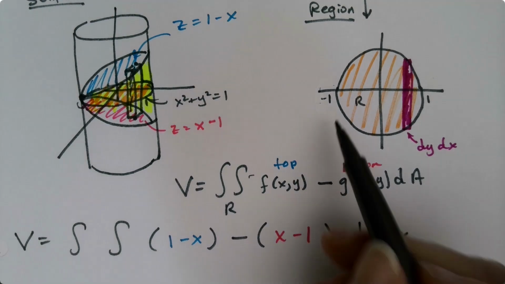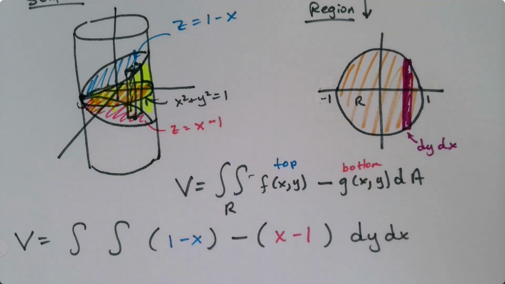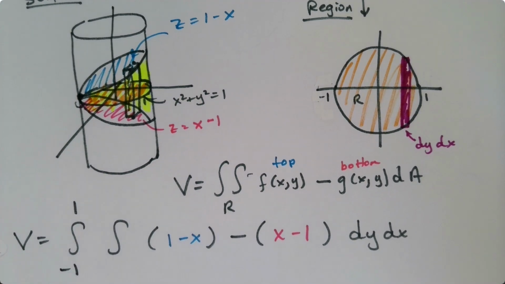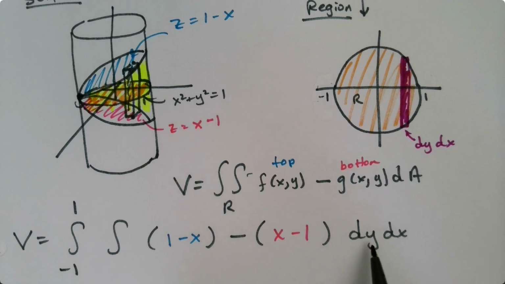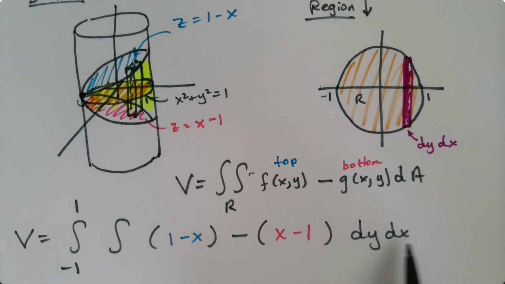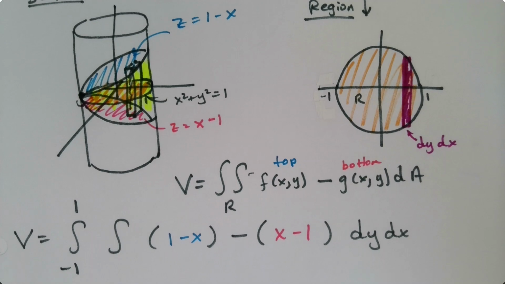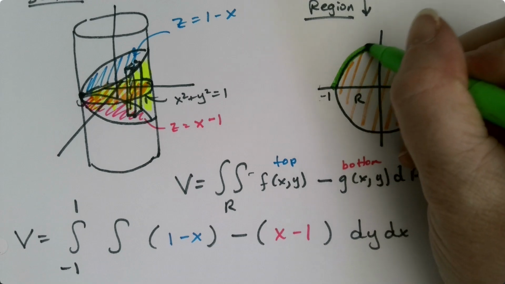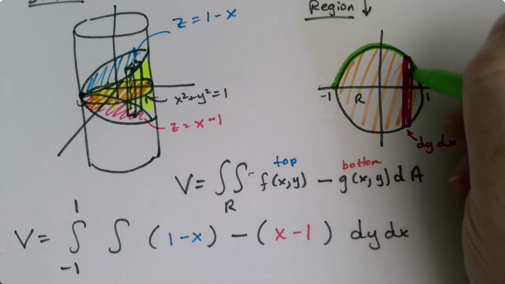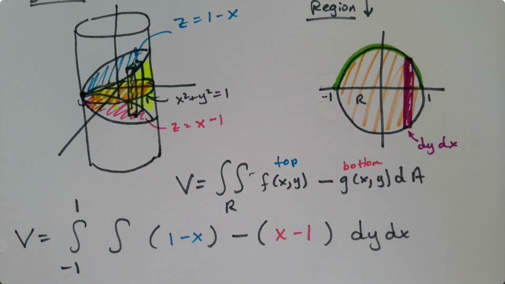Okay, so -1 here, +1 here. Those are my limits for x. So -1, +1, no trouble. Now, the reason we like to do it with y first, then x, is that we're more used to solving for the top of this circle, right? The function at the top and the function at the bottom.